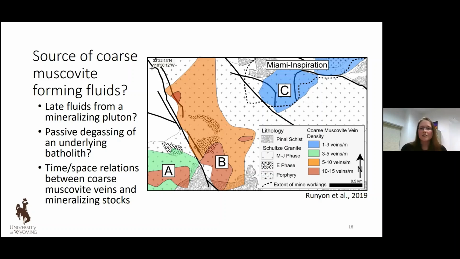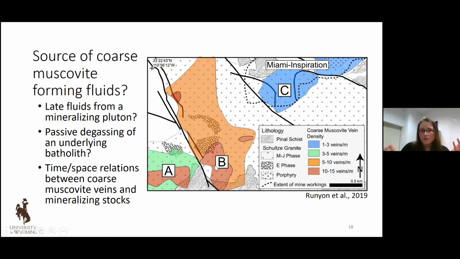This map on the right here is just vein densities of coarse muscovite alteration from the Globe-Miami district, and you can see the outline of where the Miami Inspiration mine workings are here. So we're mainly working a little bit to the west. And from mapping out the vein densities here, two things became apparent. One thing is that there's a core area where we have the highest vein densities, and they become pretty intense in terms of the density. And this is also where we have localized wall rock replacement.